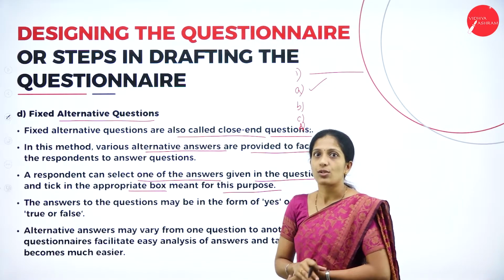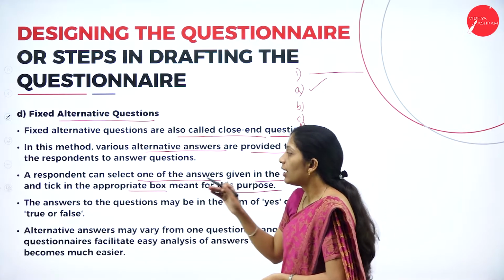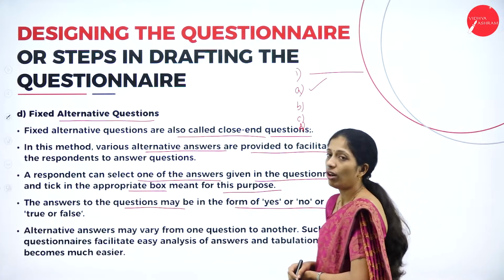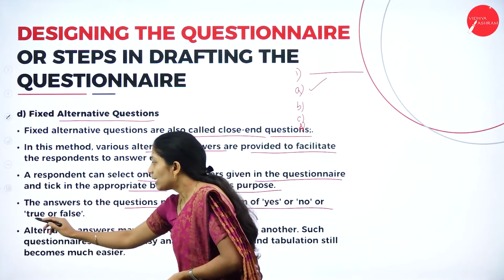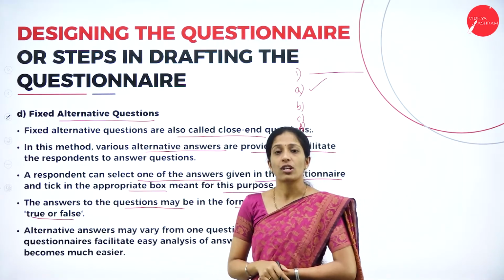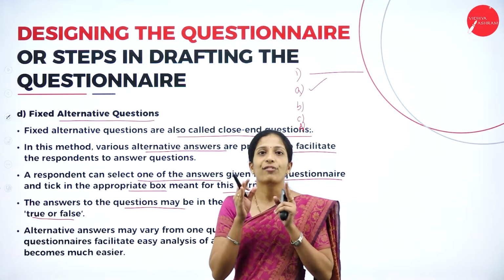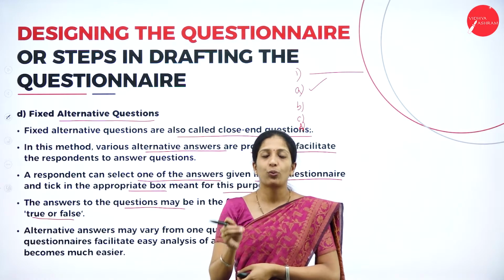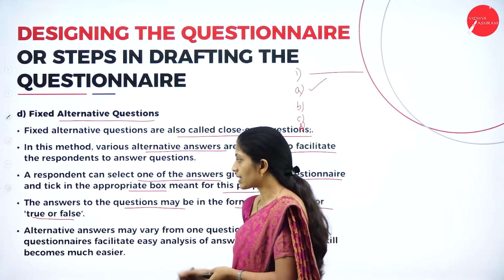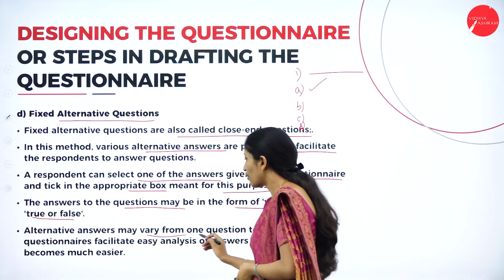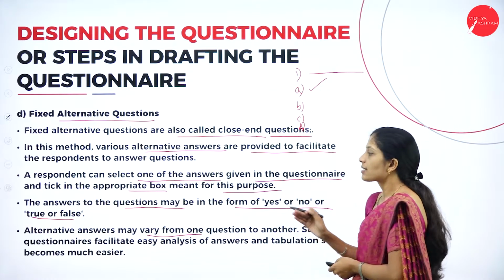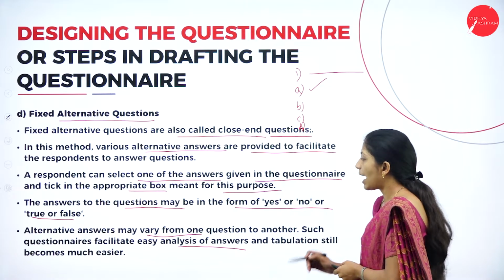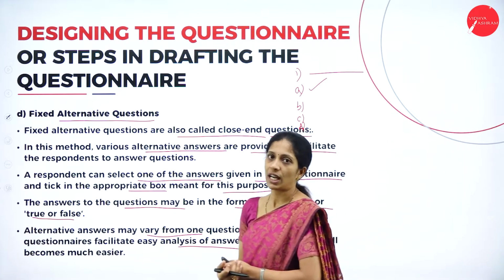So, that is known as a close-ended question. The answers to the questions may be in the form of yes or no, or true or false, or a fixed alternative will be given. It may be 4 options or 5 options within which the respondent has to answer. So, alternative answers may vary from one question to another. Such questionnaires facilitate easy analysis of answers and tabulation becomes much easier.